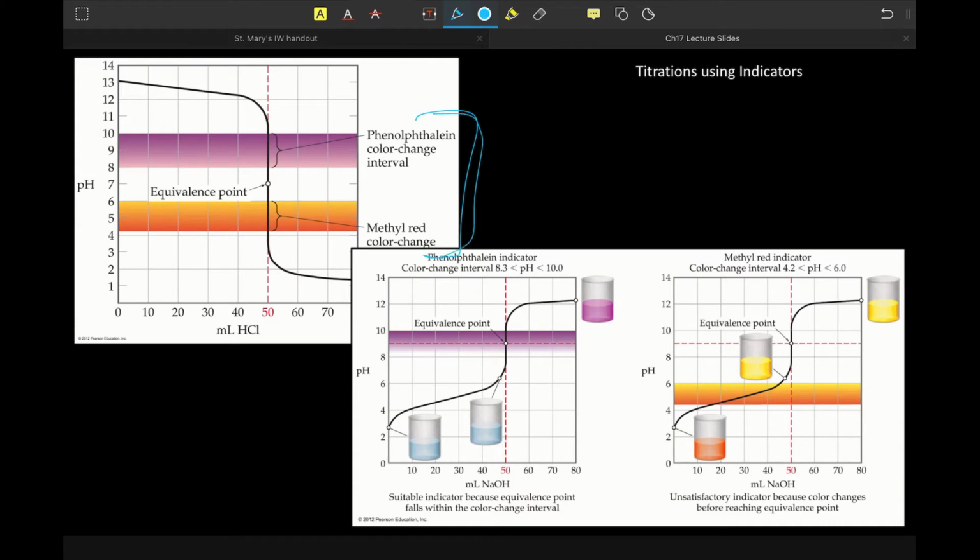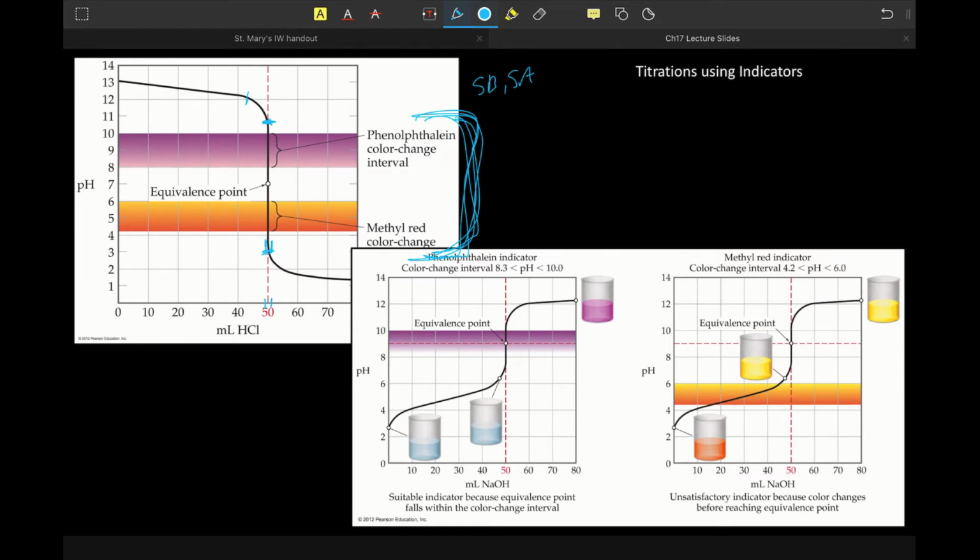As long as we choose an indicator that will change color along this steep rise. Again, that steep rise only accounts for far less than 1 milliliter, something on the order of a tenth, maybe 2/10 of a milliliter. But an indicator that changes color somewhere along that rise will work. And we see that for this strong base, strong acid titration, the rise is from about 11 to say 3. So anything that changes color in that window will be fine, right?